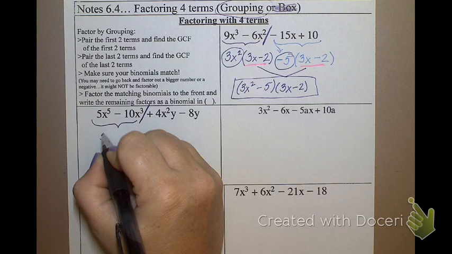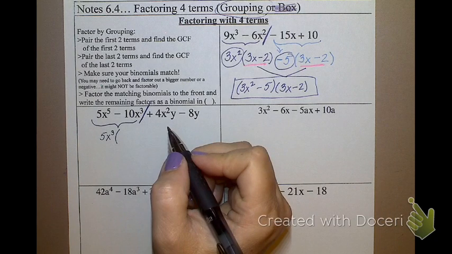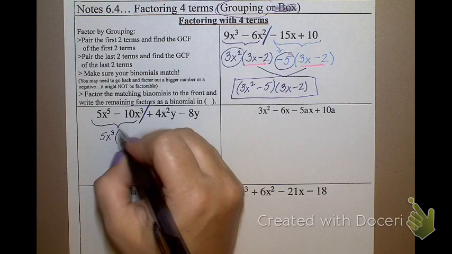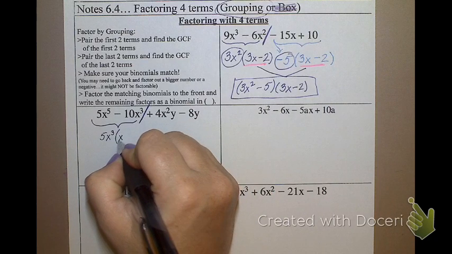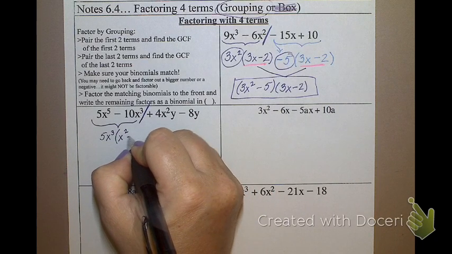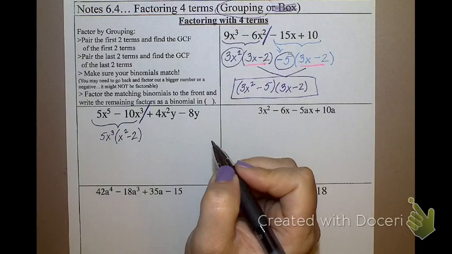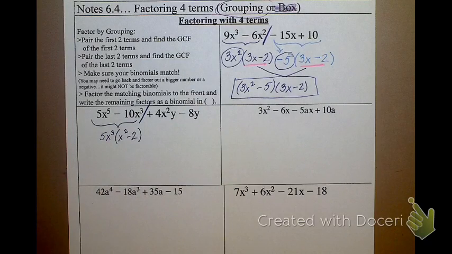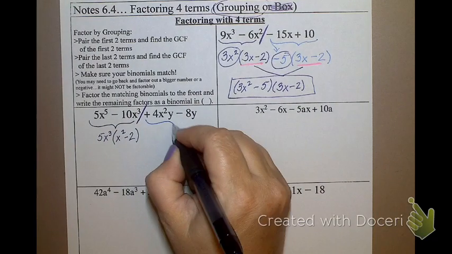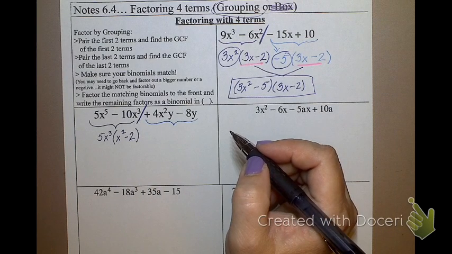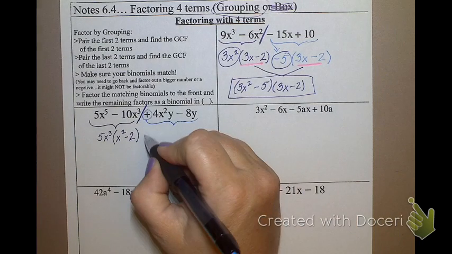5x cubed, okay? What would be left inside? X squared minus 2, okay? Now let's look at these next guys. What sign am I going to bring down? The plus, because that's what it is right there.